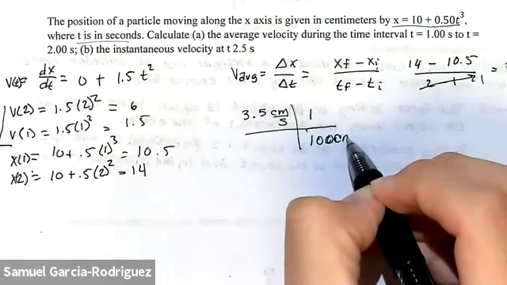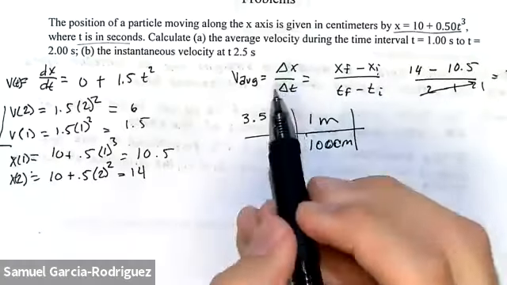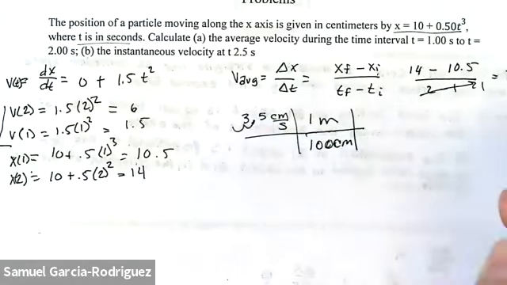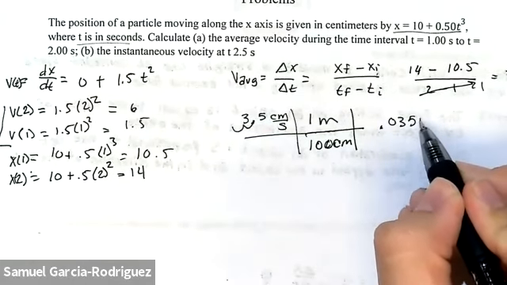Oh, you said the 1 meter on top and then on the bottom 100 centimeters in order to get meters. So you're going to divide by 100. That's going to move this decimal place over 2 times. So you're going to get 0.035 meters per second.